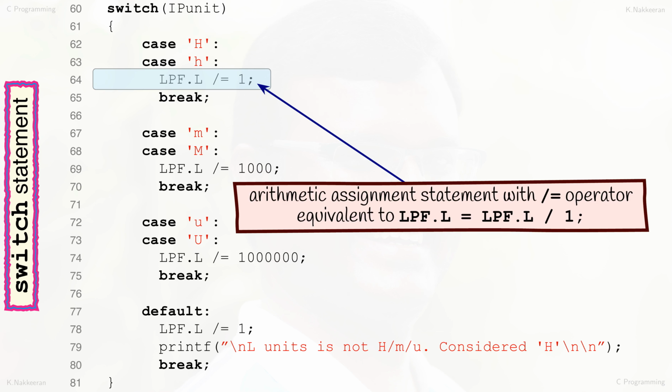Line 64 is the arithmetic assignment statement to rescale the inductance value LPF.L divided by 1. This rescaling of LPF.L value is carried out for the case either uppercase H or lowercase h as IP unit character that represents the unit's henry for the inductance. Dividing by 1 is not going to change the value of LPF.L, but here it is written just for the completeness.